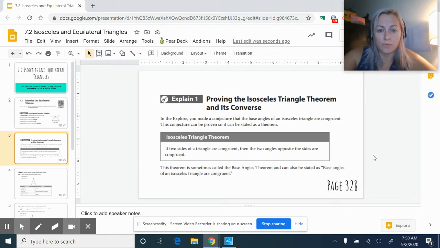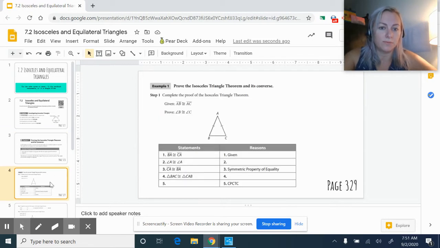In the Explore, you made a conjecture that the base angles of an isosceles triangle are congruent. We didn't actually do that, but in the book it's there. This conjecture can be proven, so it can be stated as a theorem. So this is the theorem. This is a main idea right here. Isosceles triangle theorem: if two sides of a triangle are congruent, then the two angles opposite the sides are congruent. This theorem is sometimes called the base angles theorem and can also be stated as base angles of an isosceles triangle are congruent. So that is the main idea, isosceles triangle theorem.